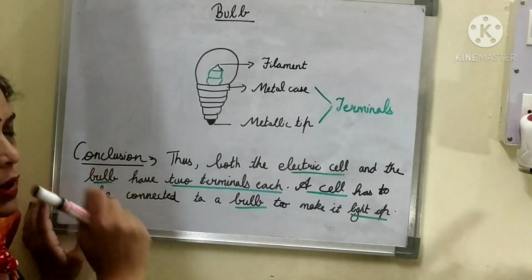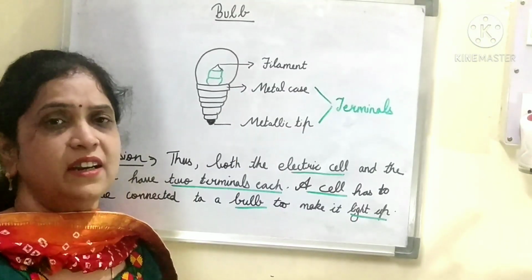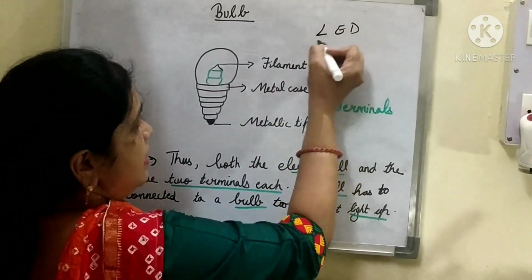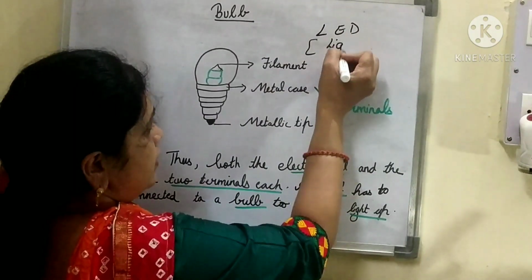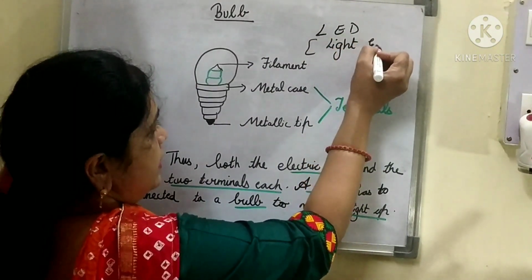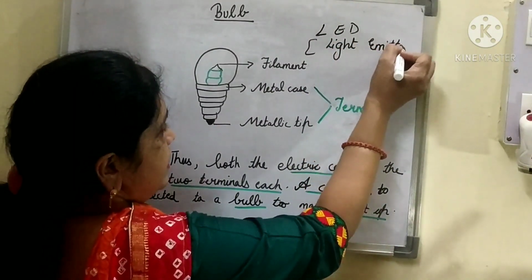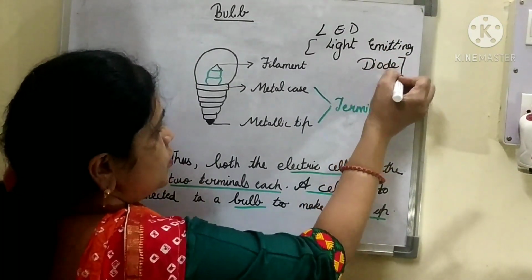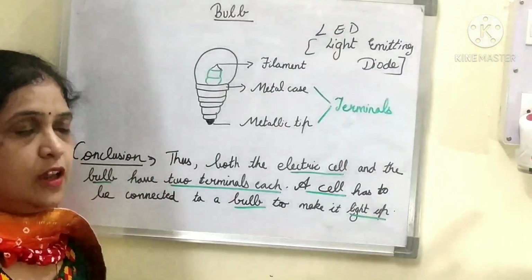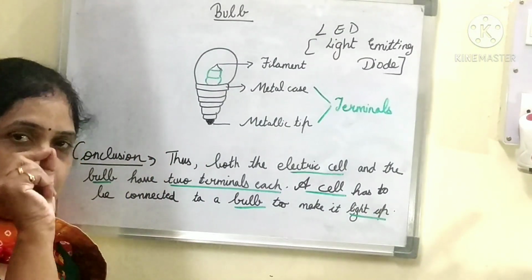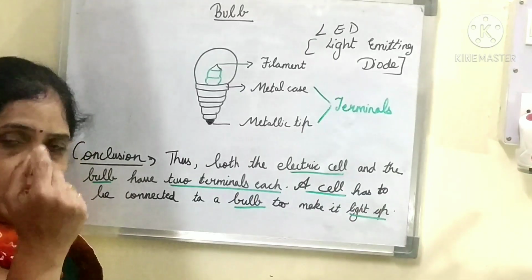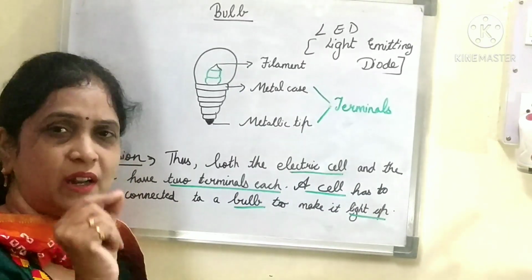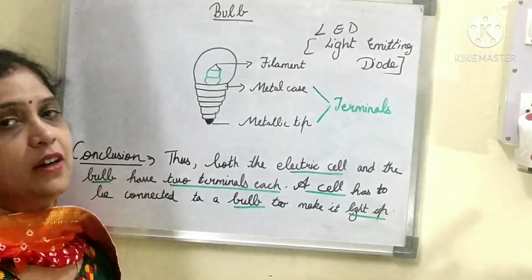Nowadays quite often you see LEDs. What is the full form of LED? Do you know? LED stands for light emitting diode. A diode is a semiconductor, which you will learn about in higher classes. An LED bulb also has two terminals, a longer one and a shorter one. The longer one is the positive terminal and the shorter one is the negative terminal.